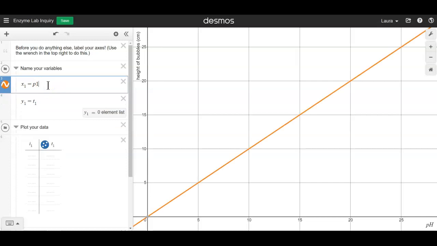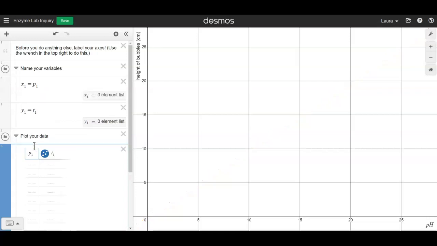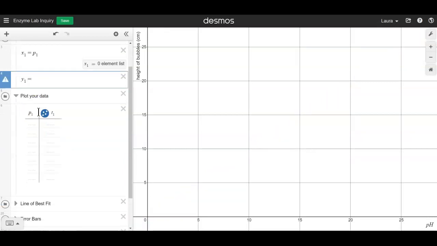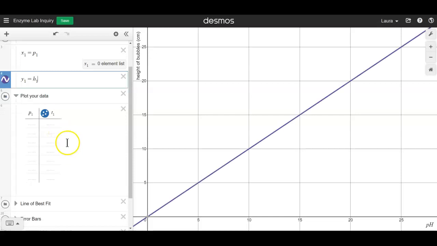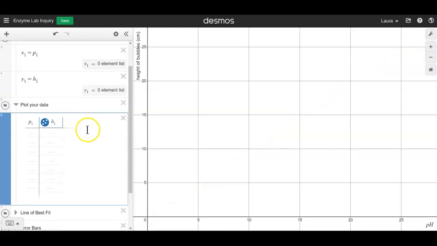It does need to be a subscript 1, but Desmos knows that. So if you just type P1, it will automatically make that subscript. So make sure that matches. Our x-axis is going to go first in our data table, so this is going to be P1 as well. Then on our y-axis, we have the height of bubbles. Let's make it an H for height. So I'm typing H1. And down here, I also need to make that H1.